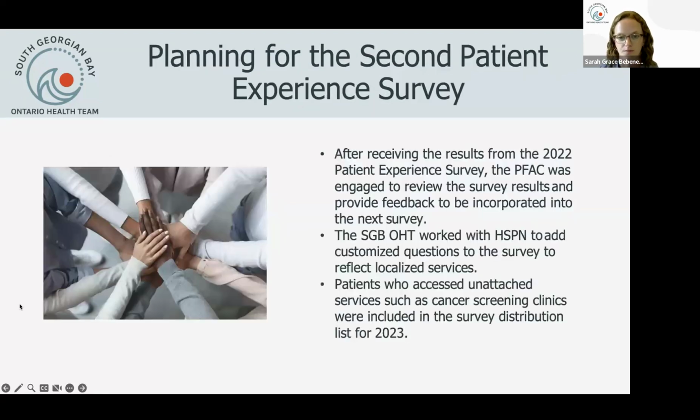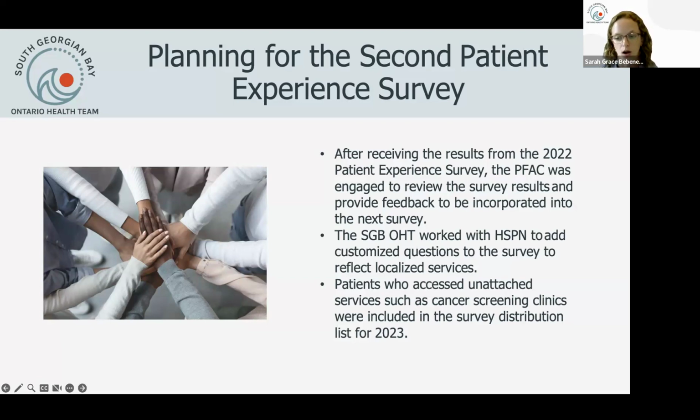Next slide, please. So that brings us forward into our current work. After receiving the results of the 2022 survey, the PFAC was then engaged to review the results and provide feedback to be incorporated into the next survey in terms of if there was anything we wanted to change or adjust. So our OHT worked with HSPN, and we're really grateful to them for the support that they provided and continue to provide to us to add a few customized questions to the survey to reflect localized services.